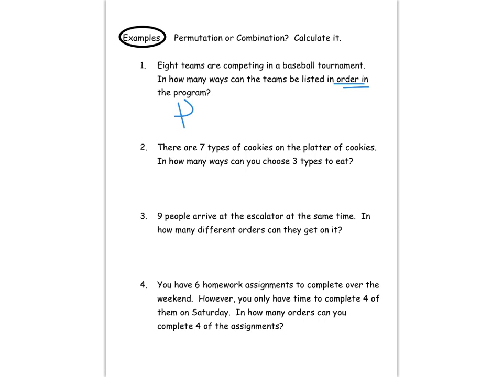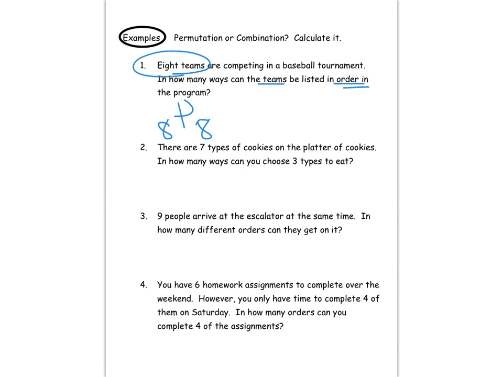Permutation. Okay, so we need the total number. There's 8 teams. And we're going to list the teams. So we're listing all of them. So we're going to put 8 teams in order. So that's going to be the same number, 8P8. So that's what we do in our calculator. We type the 8, then we press our nPr symbol, and then we type our 8.